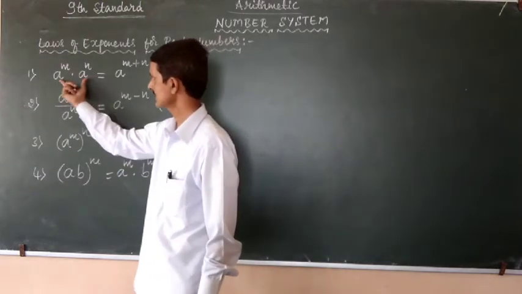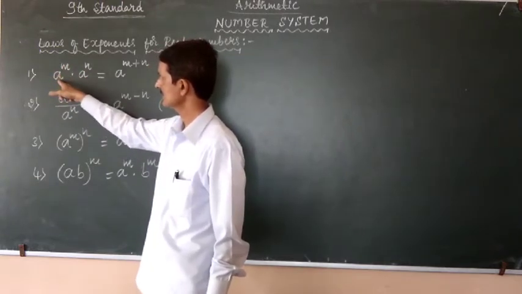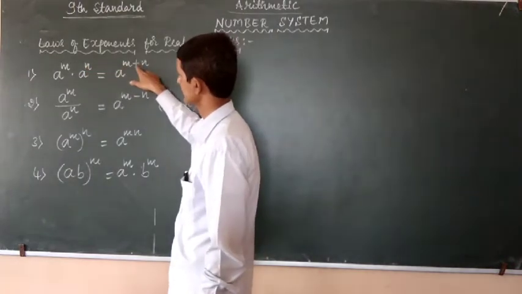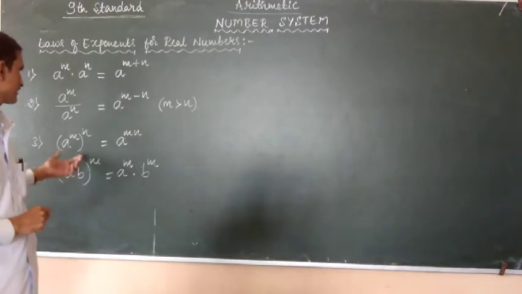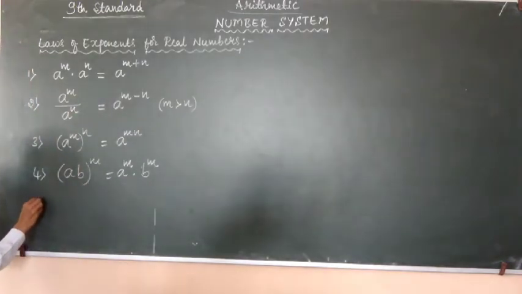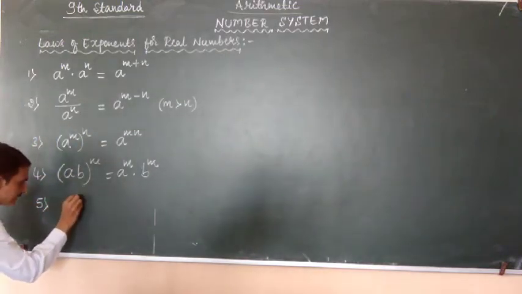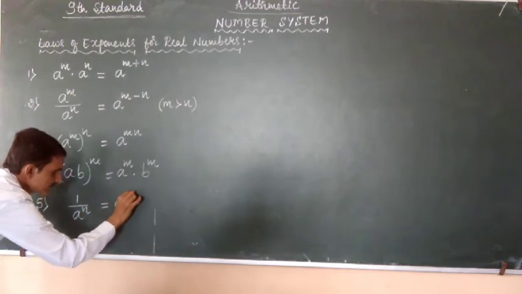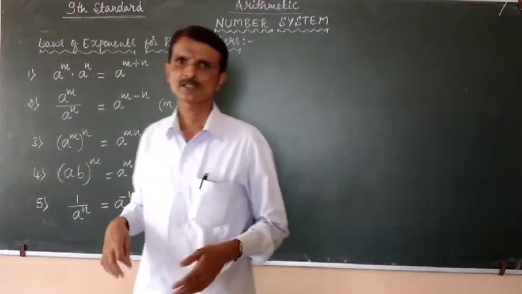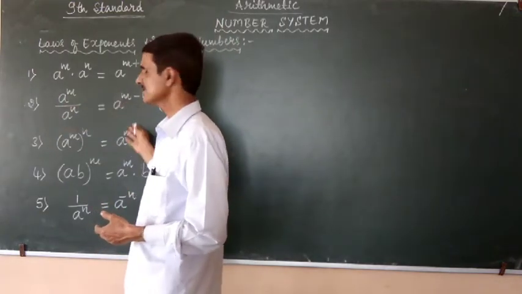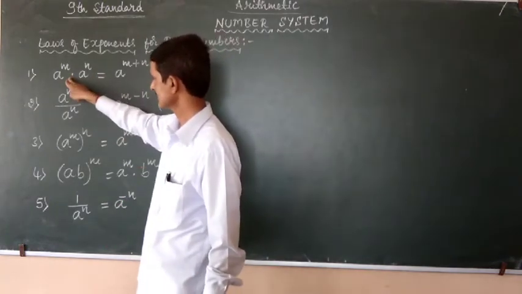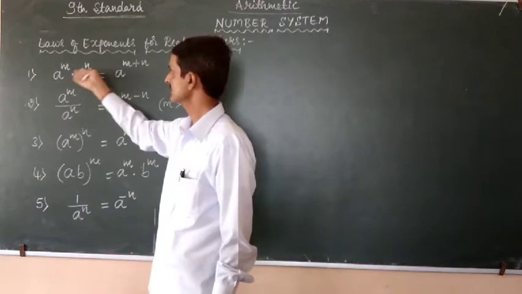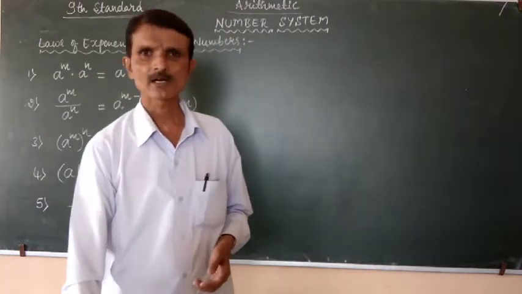So in this exponent form, we call this the base and this the exponent. If the bases are the same, then for the product we have to add the exponents. There is another one that will help with the problems: 1 by a to the power of n becomes a to the power of minus n. We can change these formulas from the right side to the left side and the left side to the right side. If the problem is given on the left side, we simplify to the right side; if it is given on the right side, we write it as the left side. Now we shall see the problems.